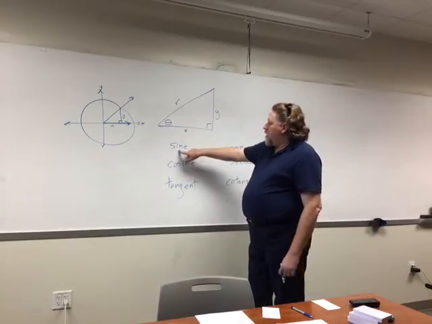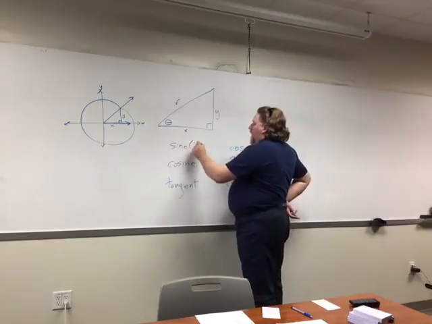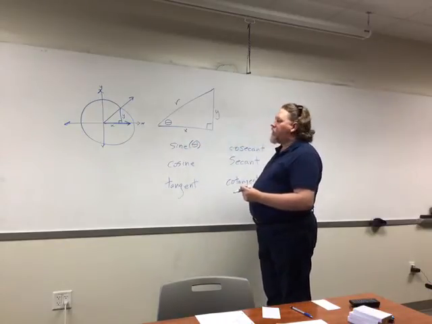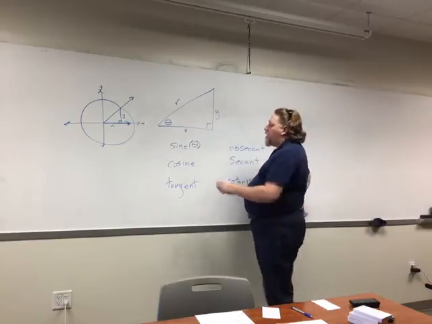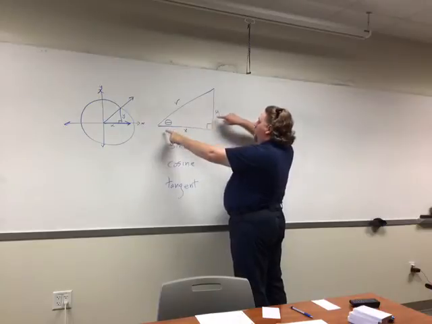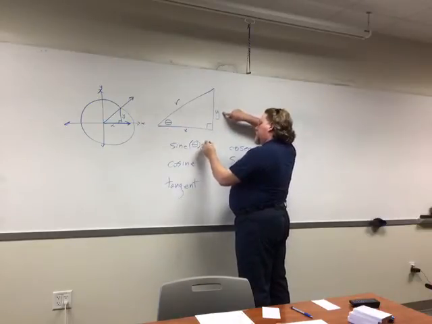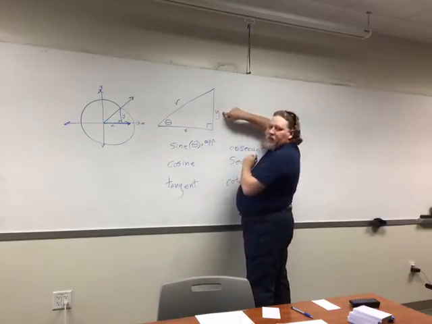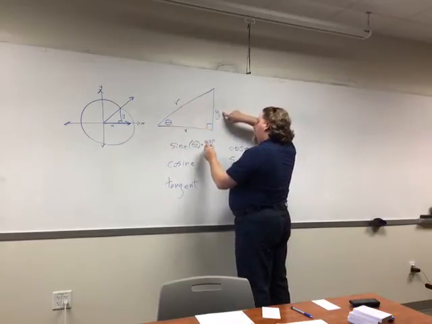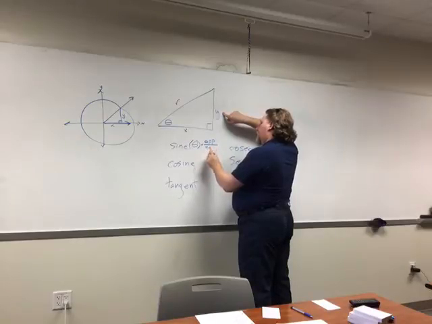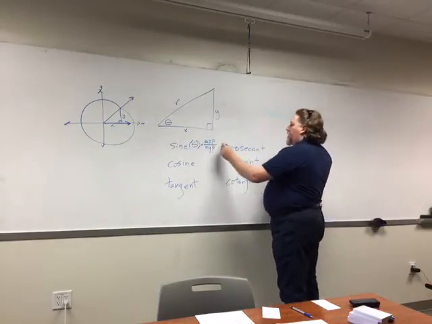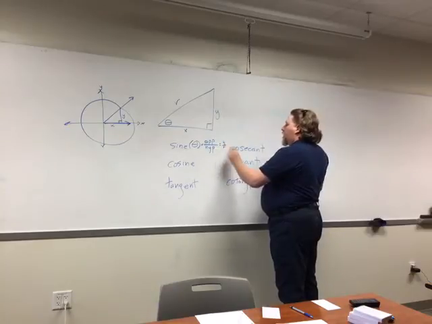Sine of our angle theta, because it's actually a function, it uses function notation like in Algebra 1, Algebra 2. Sine of theta is the side that is opposite from the angle. I'm just going to write OPP for opposite, divided by the hypotenuse. Or, using the letters up here, y over r.